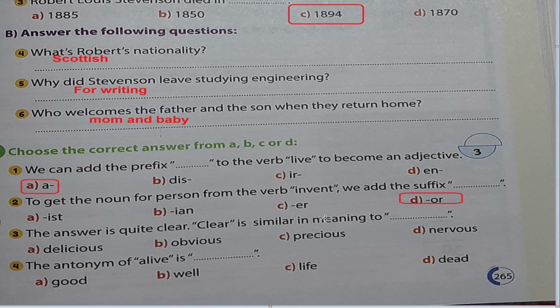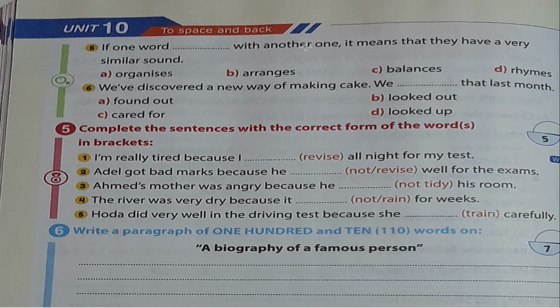Clear similar to. Clear يعني واضحة. Obvious. The antonym of alive. Live حي يبقى dead ميت. If one word with another one, it means that they have a very similar sound. Rhymes. We have discovered a new way of making cake. That last month, الأسبوع الماضي, we found out that.